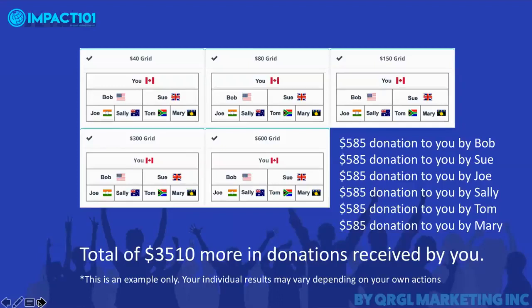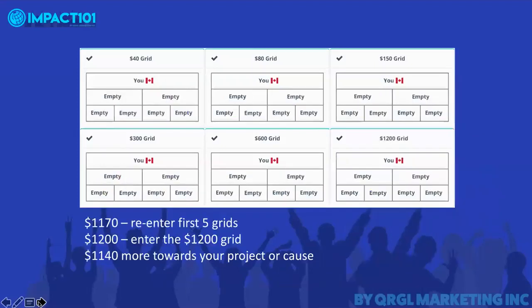So now let's look at your situation. You just received 6 donations of $585. That's a total of $3,510. Here's what you do next to maximize the donations to you. Take 1,170 of that and re-enter the first 5 grids so you can continue to receive donations there. Take 1,200 of it and use it to enter the $1,200 grid. That opens up a whole new donation stream for you where you can now be receiving $600 donations. That leaves $1,140 more to put towards whatever you're raising funds for, and you've now got 6 donation streams to be able to receive donations in.